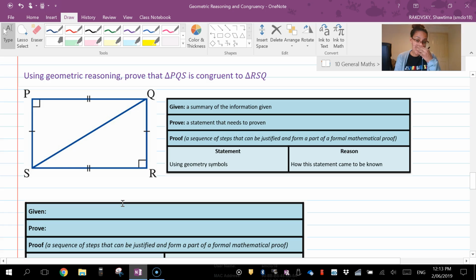So here we have a shape, and we're going to use geometric reasoning to prove that triangle PQS is congruent to RSQ. How you can do this is by setting up a proof table. Well, that's what I like to call it. So you always have your given, what you're trying to prove, and the sequence, like the steps that you're going to use in that proof.